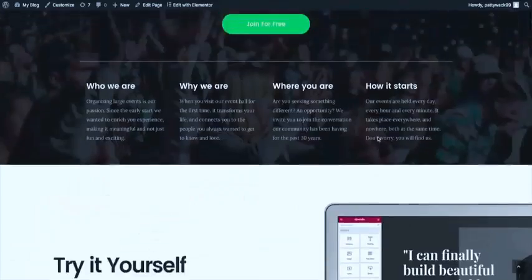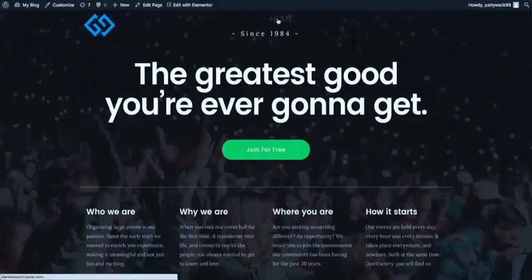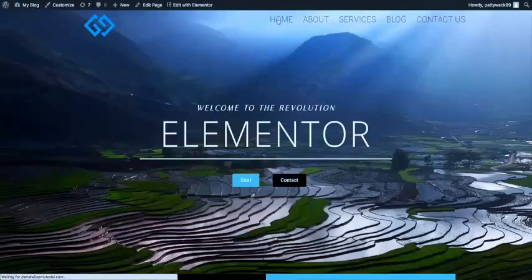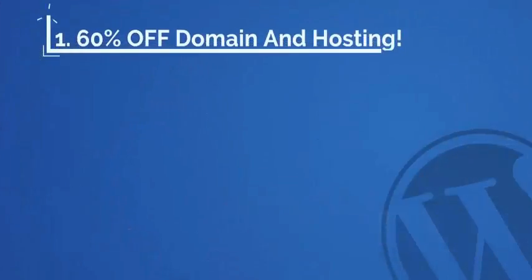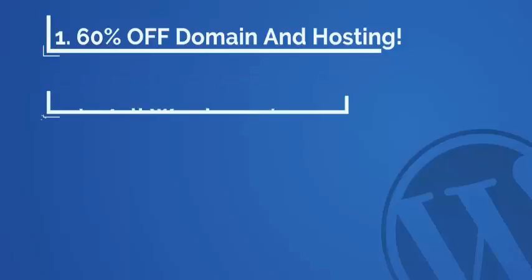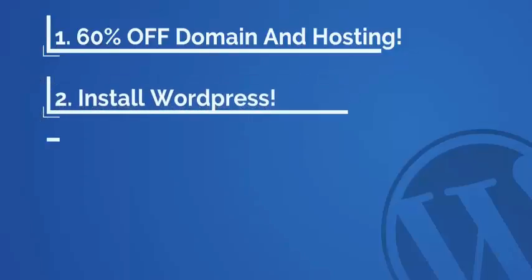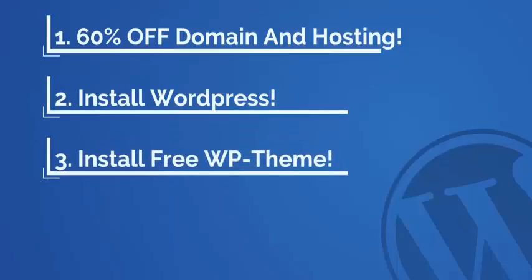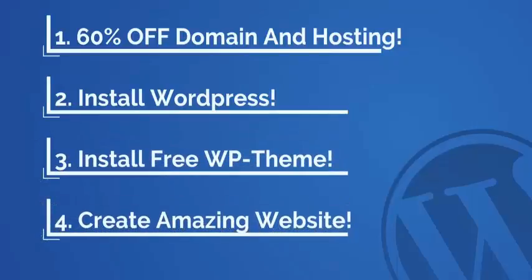So if you guys want to make a beautiful website that's very mobile responsive, super SEO friendly, keep watching, because in this tutorial, I'm going to show you how to do it step by step. So the first thing we're going to do is get our domain and hosting, and my link will actually provide you all with a 60% discount off your hosting. After that, we are going to install WordPress. After that, we are going to install a WordPress theme, and lastly, we are going to create the most amazing website ever.